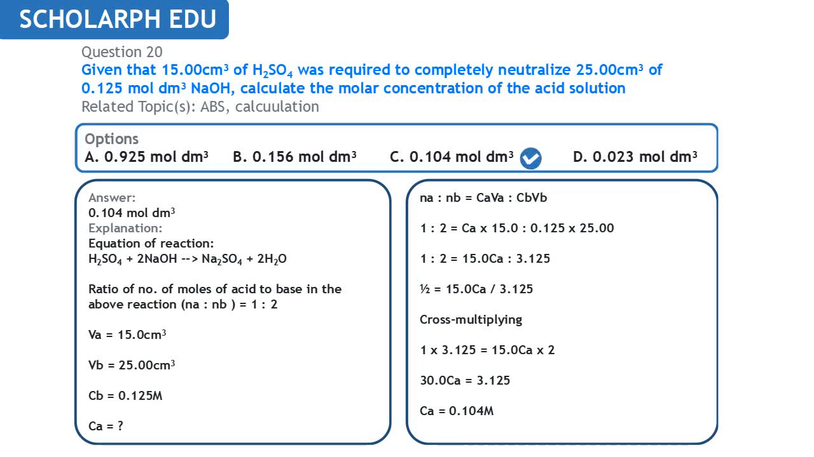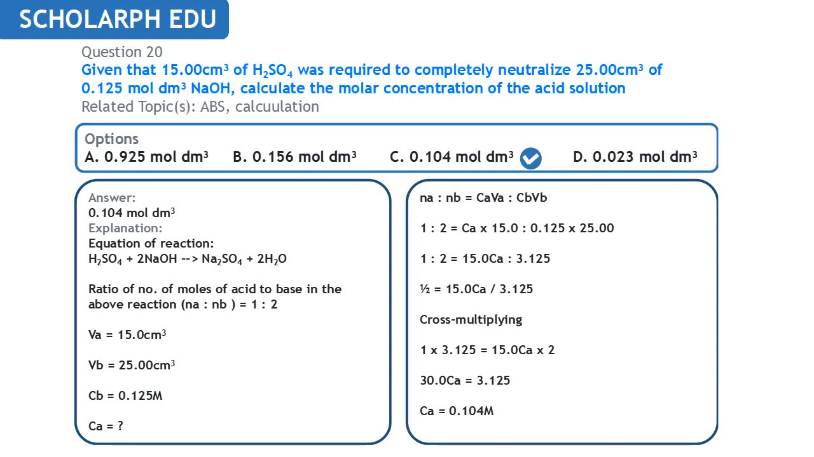So we will recall this formula: the ratio of the number of moles of the acid to the base is equal to the concentration of the acid times the volume of the acid, over the concentration of the base times the volume of the base. Then we substitute the values. For the ratio of the number of moles of acid to base, we have 1 to 2. This is equal to the concentration of the acid times the volume of the acid, which is 15, over the concentration of the base times the volume of the base, which is 0.125 times 25, giving 3.125. Here we have 1 over 2 equals 15 Ca over 3.125.